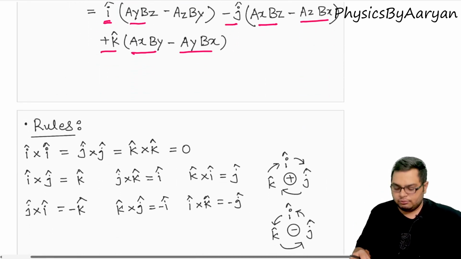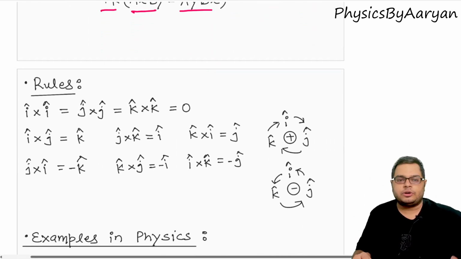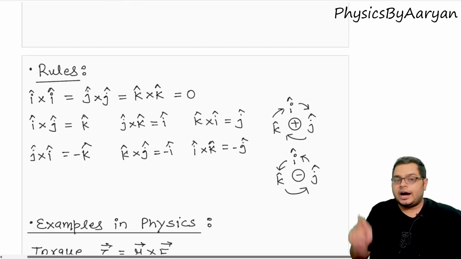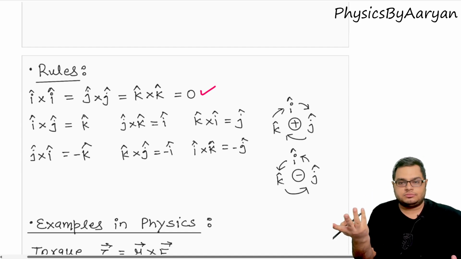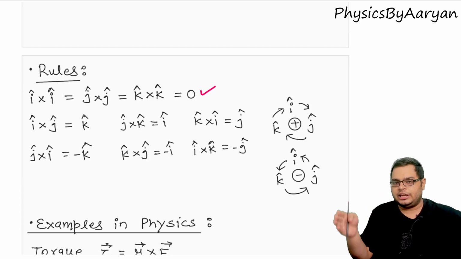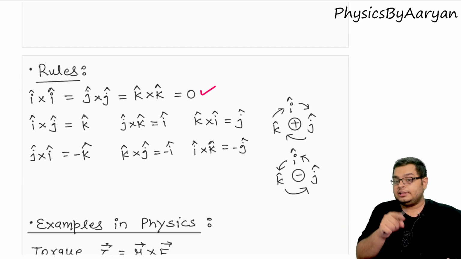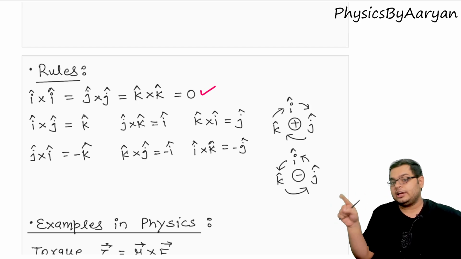Okay. So again, we come to some of the rules, and we will quickly scan through them. i cross i, j cross j, and k cross k will be 0 because they are parallel to each other. i and i are parallel to each other, so they will give you 0. In the last lecture, we saw the dot product was 1. i dot i, j dot j, and k dot k is 1. But i cross i, j cross j, and k cross k is 0.